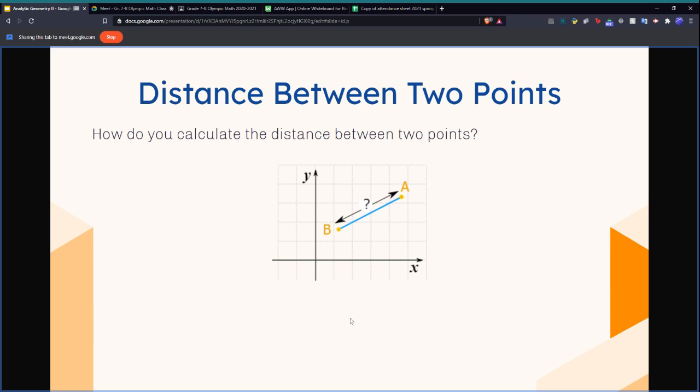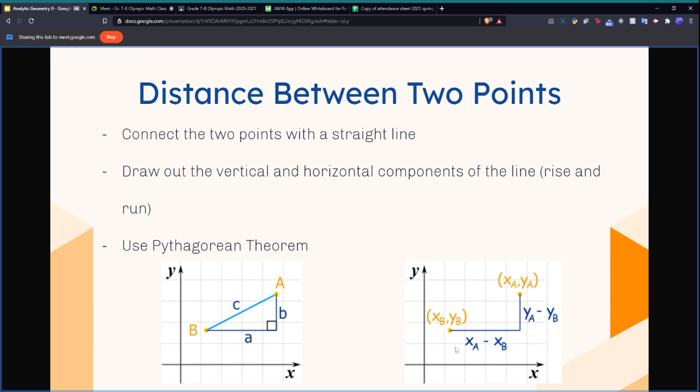So hopefully you had some time to think about it. Some of you probably already know the formula, but let's move on to the next slide. This is how you actually find the distance between these 2 points. First you connect the 2 points, A and B, with a straight line. Let's look at the diagram over here. They connected it with this line segment called C.